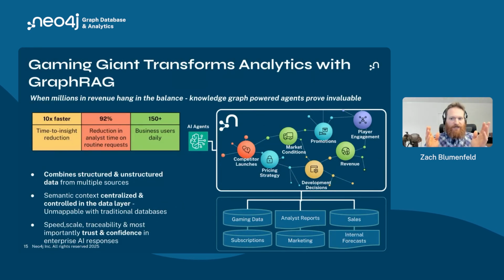These are Neo4j customers. And one such example is with a very large gaming company who is using GraphRAG to reduce time to insight for their analytics. So for this company, this is a situation where they have data that's spread across multiple sources. You can think of it as a combination of customer and product data, right? They have gaming and player data, but then they also have analyst reports, sales data, and data around promotional campaigns and marketing.